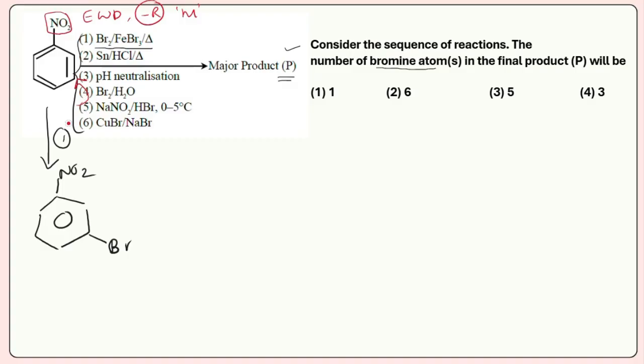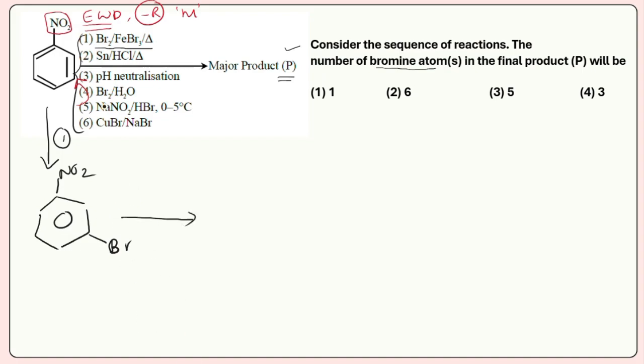In many cases, students will not know whether they have to do the monobromination, dibromination or tribromination. I'll give you a simple trick here. If the group is electron withdrawing, it is deactivating the benzene ring. Because it's deactivating, the electrophile bromine will attack only once. Therefore, you are going to get only one bromine on the benzene ring.